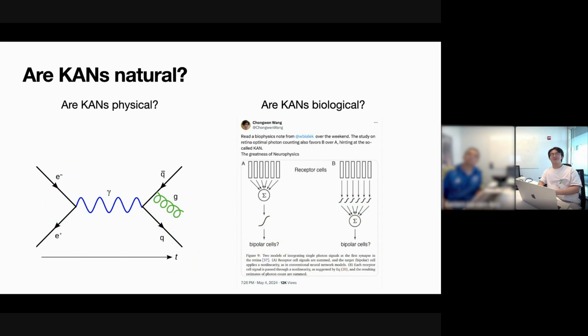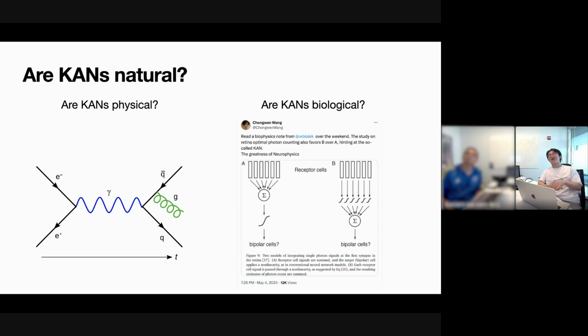Even more wild question: are KANs natural? Because we're talking about artificial neural networks, but are there natural counterparts in nature? So the first question is: are KANs physical? And the short answer is, unfortunately, KANs are not that physical.